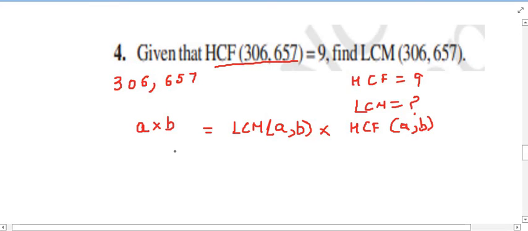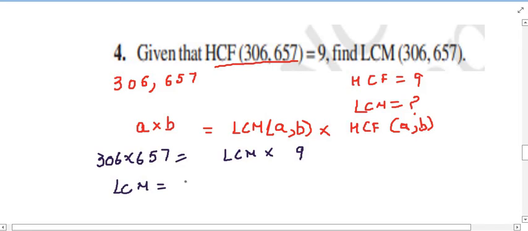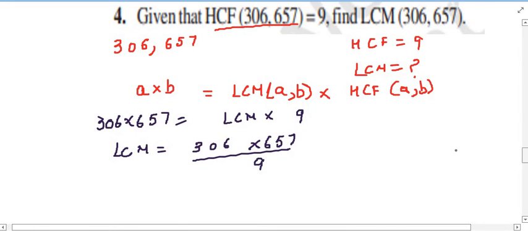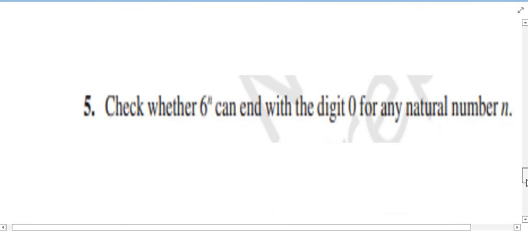Using this relation, we can see that 306 times 657 should be equal to LCM times HCF, which is given here, that is 9. So LCM will be equal to 306 times 657 divided by 9. If we simplify this, we will get 22,338. So LCM of the given two numbers is 22,338. Now we will do question number 5.